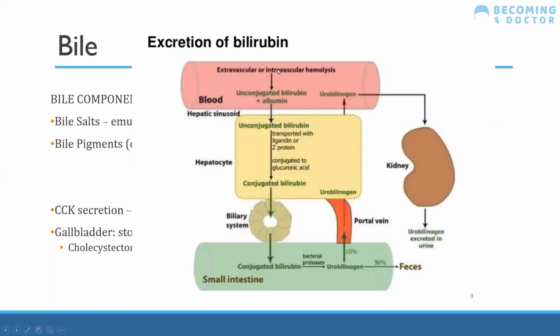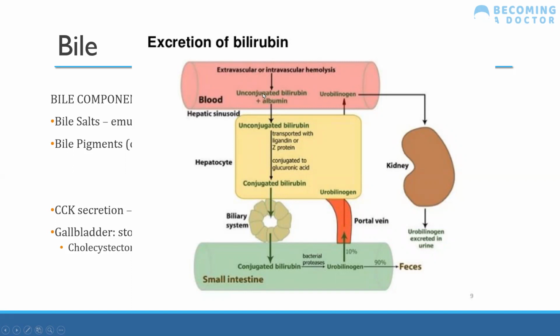So bilirubin essentially comes from your broken down red blood cells. These broken down red blood cells release hemoglobin, and eventually you want to excrete this in your feces. So what happens initially is you have either extravascular or intravascular hemolysis, the breakdown of red blood cells. This causes the release of heme, and then eventually this becomes unconjugated bilirubin.